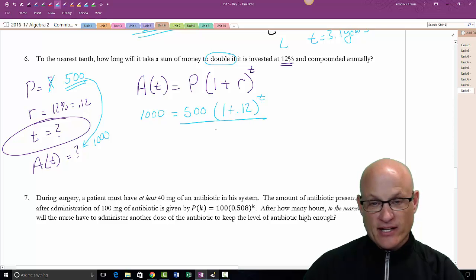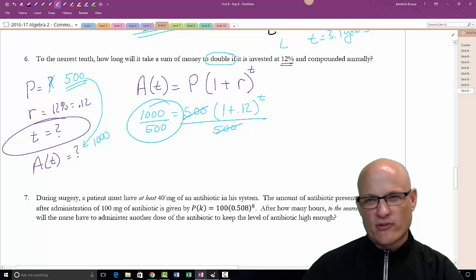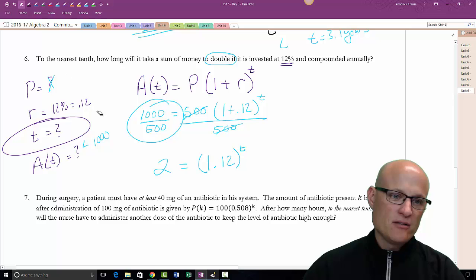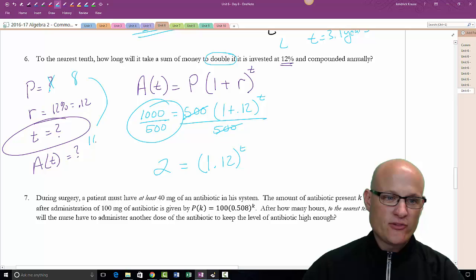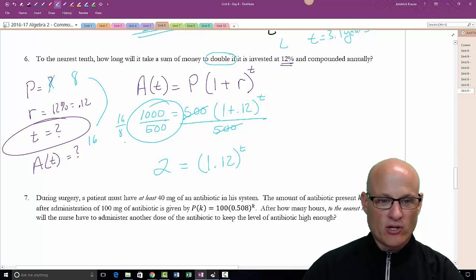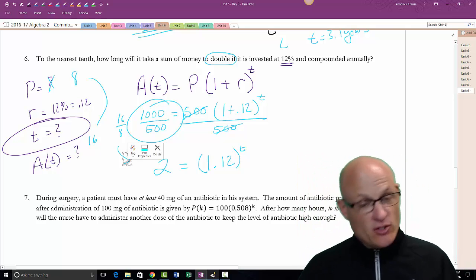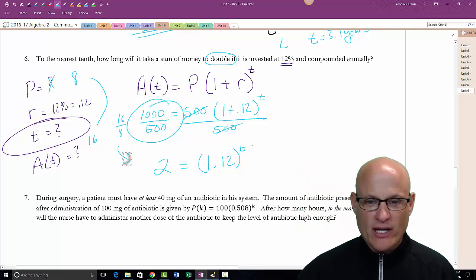I'm going to divide by 500, because I have to get the weird thing alone, and divide by 500. And you see that it makes no difference what numbers you use, because what number is that going to be? 2. Oh, 2 is equal to 1.12 to the t. See, if I picked $8, doubled would be 16, so here I would have 16 over 8. It would still be 2. So it doesn't matter what numbers you pick, it's still going to be 2. So now this is my equation that I have to solve.